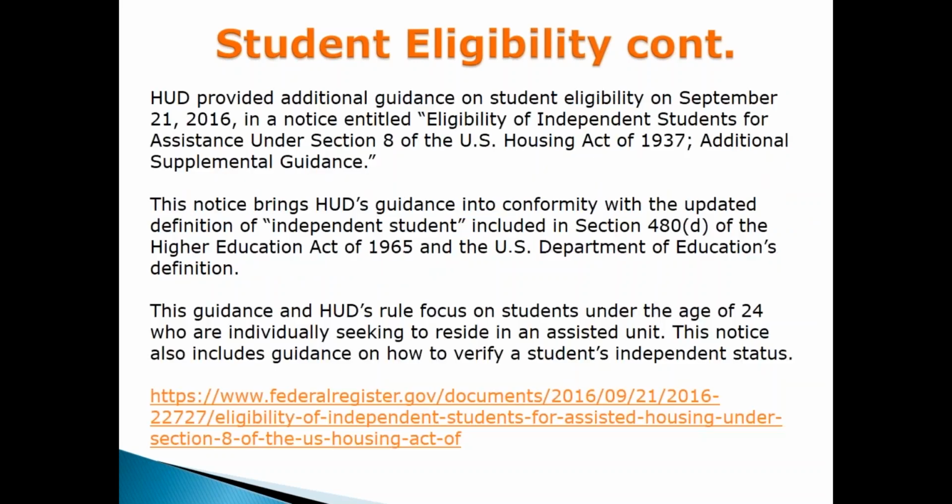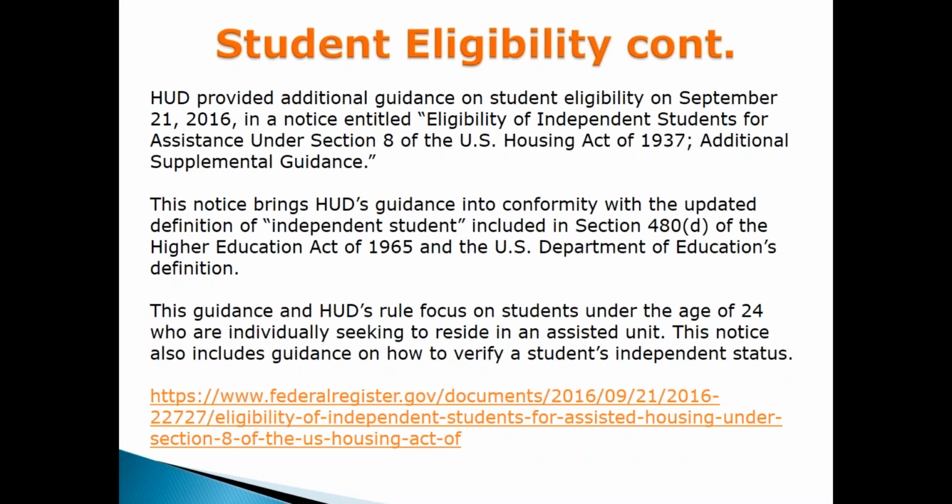But wait, we're not done. So student eligibility continued. In September of 2016, HUD published a notice entitled Eligibility of Independent Students for Assistance under Section 8 of the U.S. Housing Act of 1937. So this notice brought HUD's guidance into conformity with the updated definition of independent student included under the Higher Education Act of 1965 and the U.S. Department of Education's definition. This guidance was specific, focusing on students under the age of 24 who were individually seeking to reside in an assisted unit, either HOME or Section 8.